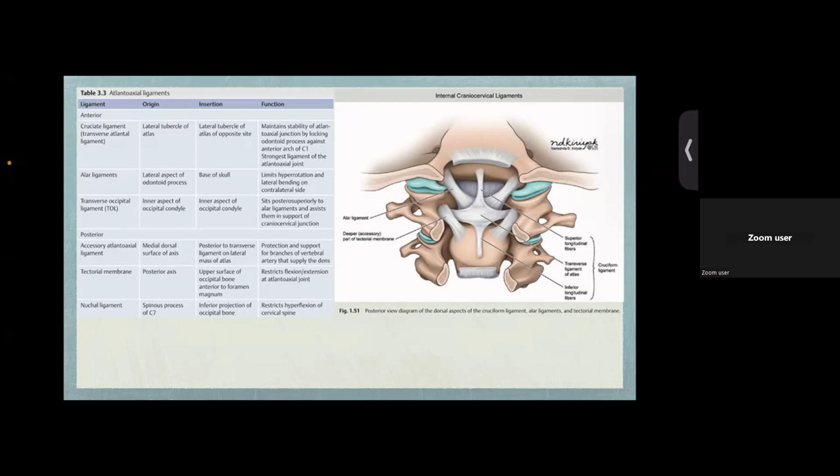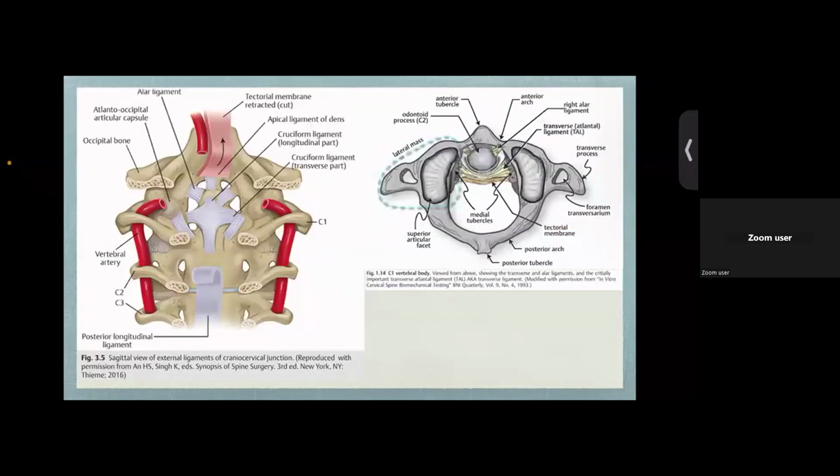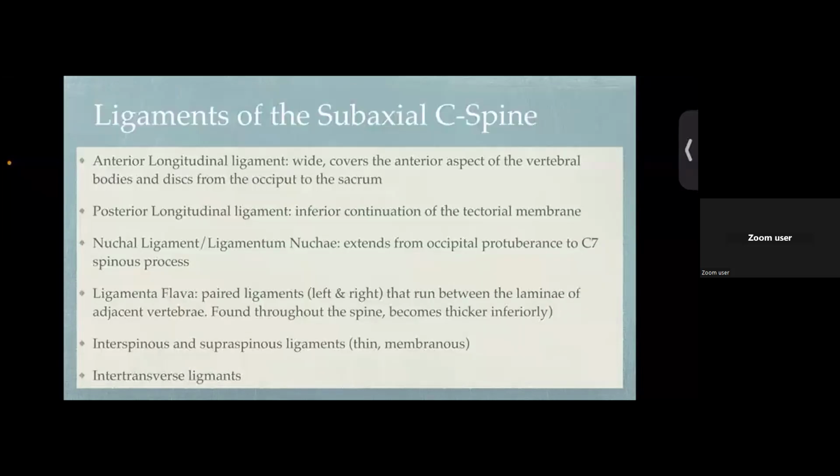The transverse occipital ligament sits posterior and superior to the alar ligaments and assists them in support of the craniocervical junction. Then the posterior ligament, you have the accessory atlantoaxial ligament, which provides protection and support for the branch of the vertebral artery that supplies the dens. The tectorial membrane restricts flexion and extension of the atlantoaxial joint, and the nuchal ligament again restricts hyperflexion of the cervical spine. Here are some more diagrams so that everybody is clear on the structures we're talking about, because that will come into play with the clinical stuff for trauma.